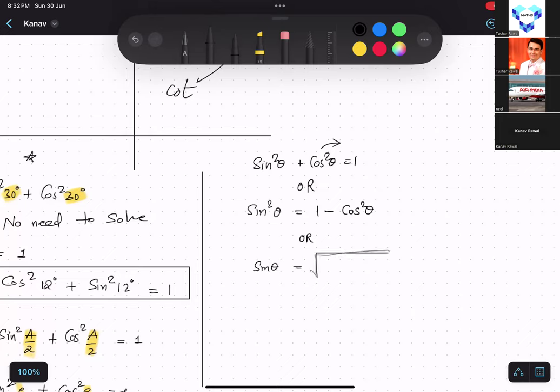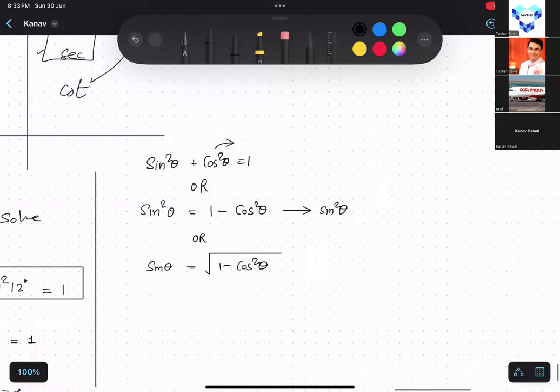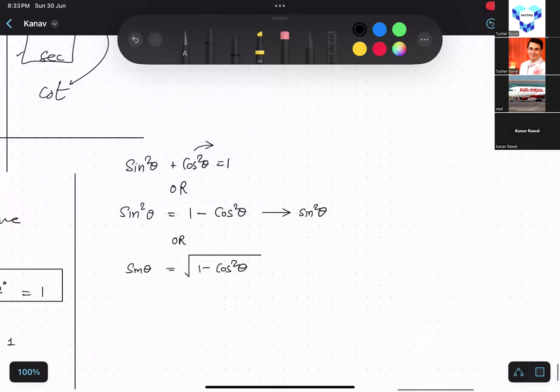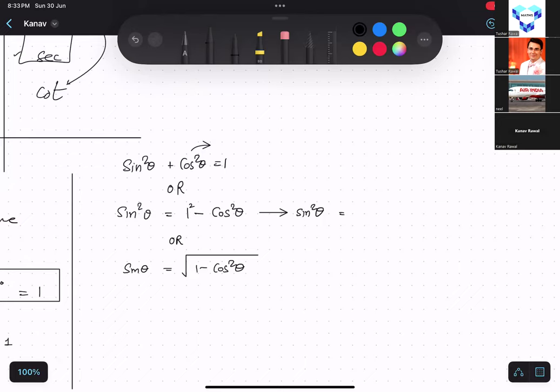Root of 1 minus cos square theta. Another form: sine square theta equals, this can be written as 1 square also, because 1 square is again 1. Yes or no? Yes. So it can be written as 1 plus cos theta times 1 minus cos theta. Identity, a plus b, a minus b. Is that clear? Yes, sir.